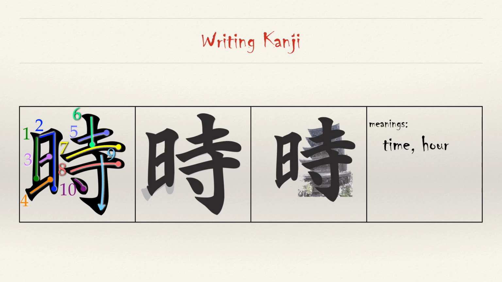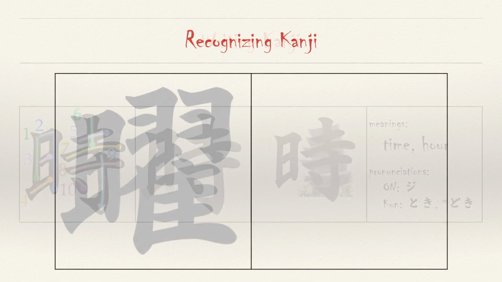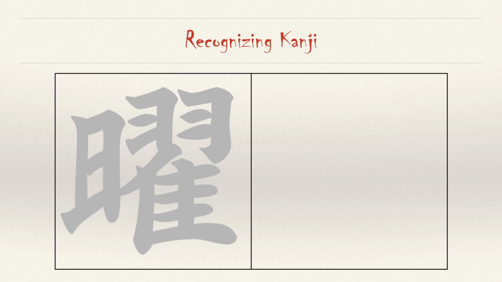In reality, this is a compound semantic phonetic ideograph. That sounds complicated. But what it basically means is that the left side tells us the character is about time, and the right side tells us that one of the pronunciations is ji. In fact, that's the on reading. The kun reading is toki, but when following other characters, it's often doki. I do like my story to help memorize the character, though. Relax. You don't need to learn to write this one. However, you do need to read it.